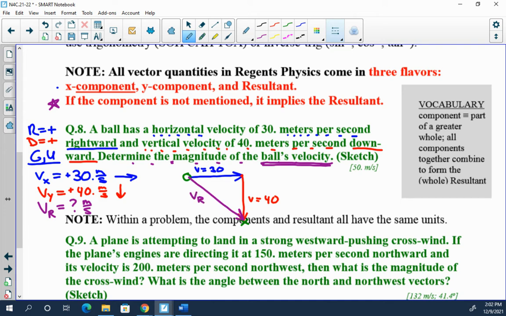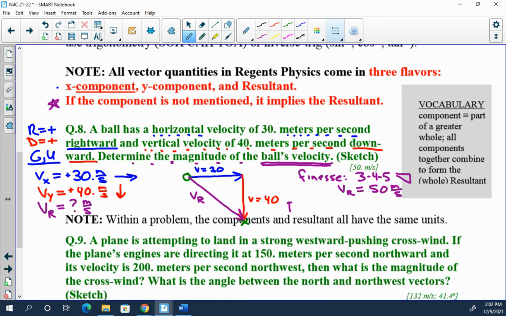There are two different ways you can know the resultant velocity. In this case, the easy way, which we call the finesse method, is to recognize that this is a 3, 4, 5 triangle. Conveniently, it then would be a 30, 40, 50. So we know the resultant velocity's magnitude is 50 meters per second.